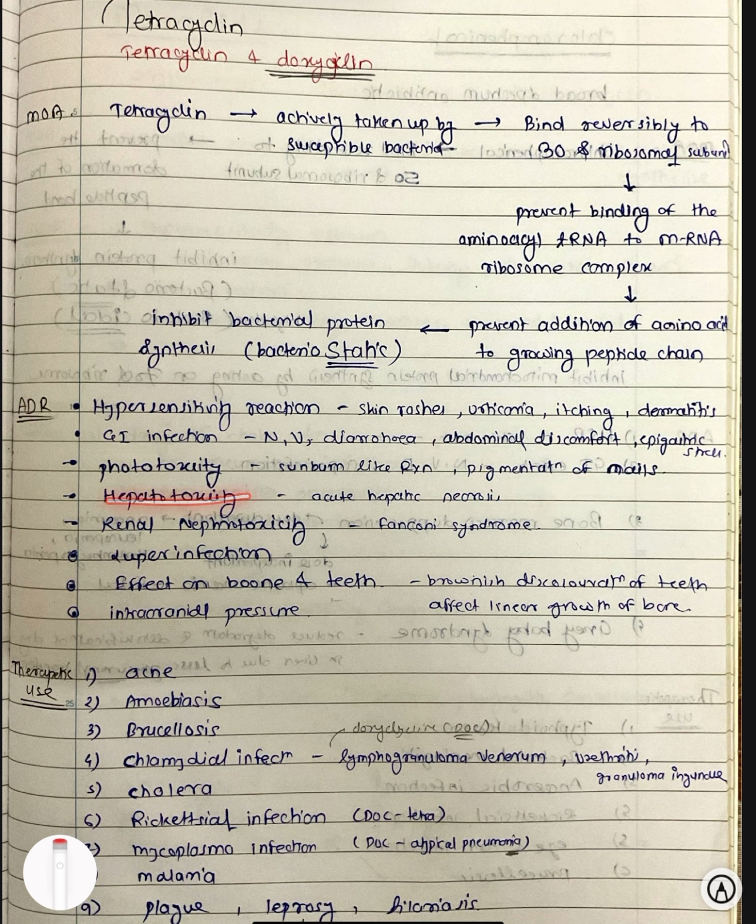Hepatotoxicity can also be seen, acute hepatic necrosis. Then renal nephrotoxicity can be seen, Fanconi syndrome. Then superinfection, and effect on bone and teeth, where brownish discoloration of the teeth will happen. It affects linear growth of the bone. This is another side effect, and intracranial pressure will increase. These are the various adverse drug reactions of the tetracycline.